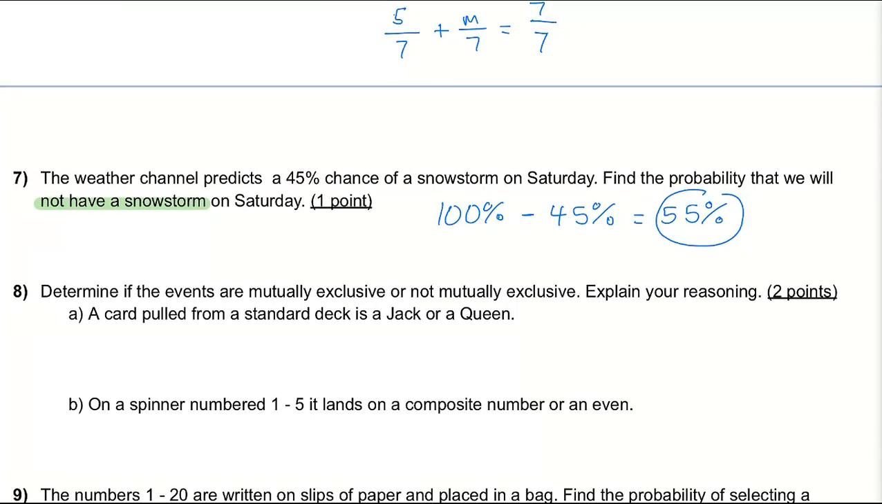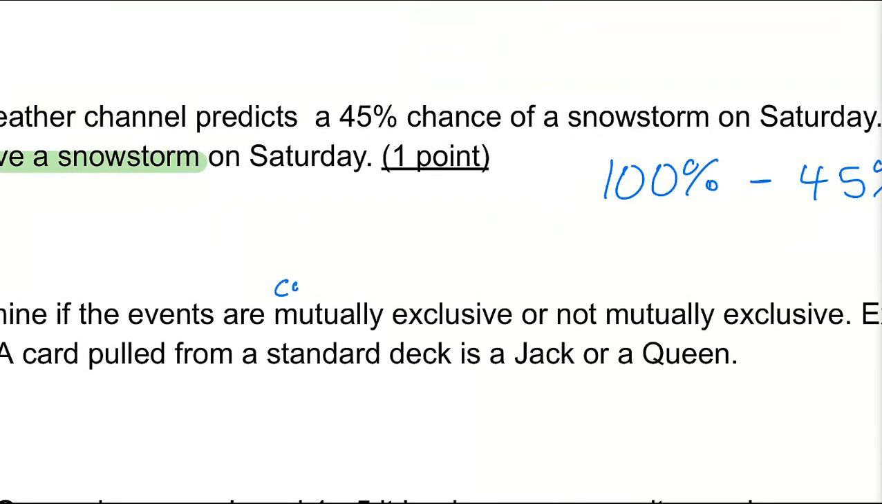Determine if the events are mutually exclusive or not mutually exclusive. Mutually exclusive means they cannot happen together.